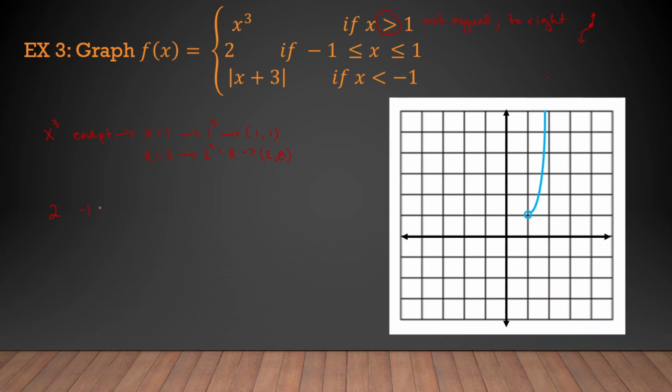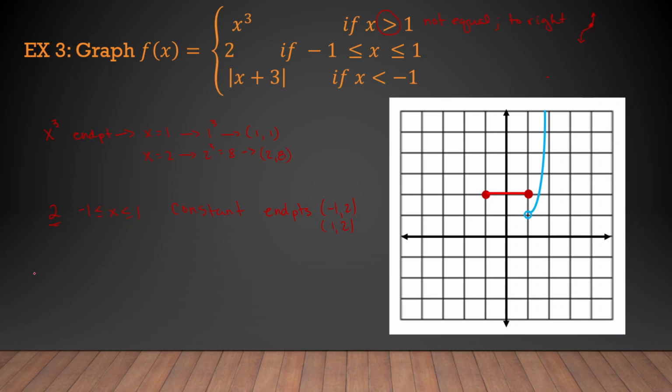Now I'm just going to do the next part, which is 2. And this is going to happen between -1 and 1. Well, it's just 2. That's a constant function. So it's going to be a horizontal line from -1 to 1. Well, the endpoints will be at -1, 2, and 1, 2. So I'll plot both of those first. It's a horizontal line, so I'll connect the dots.